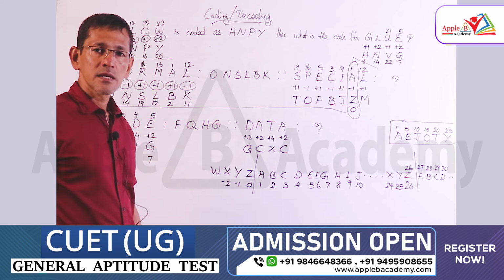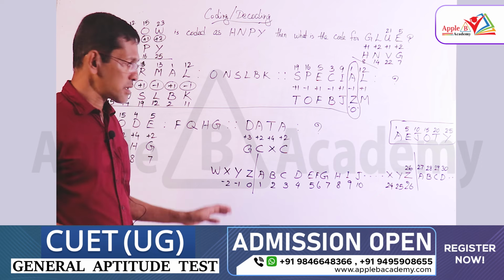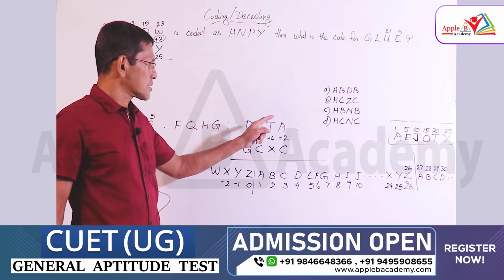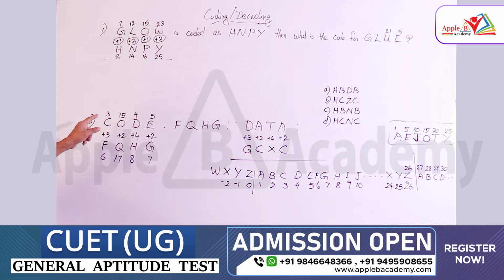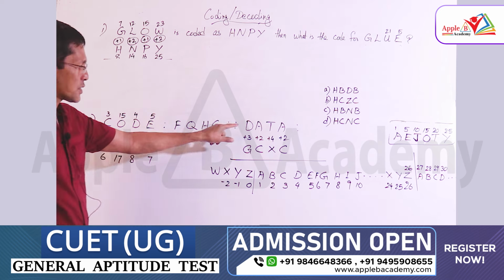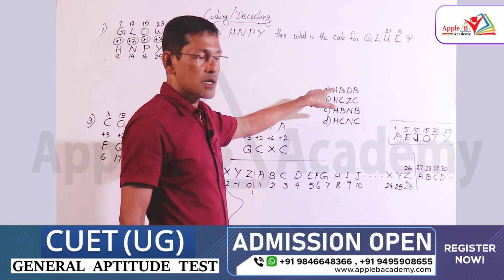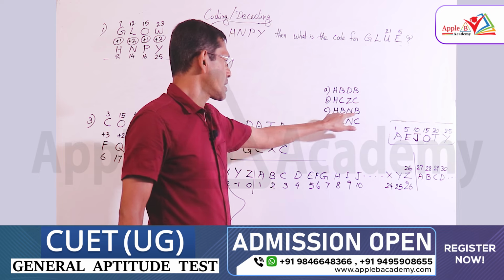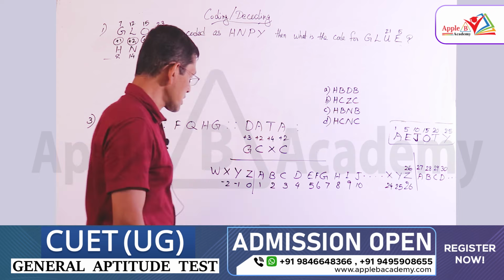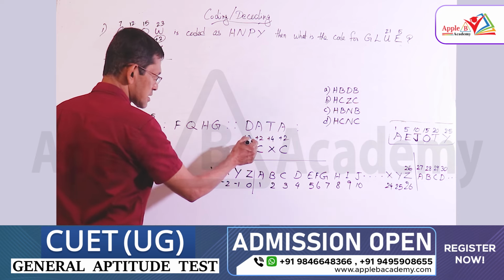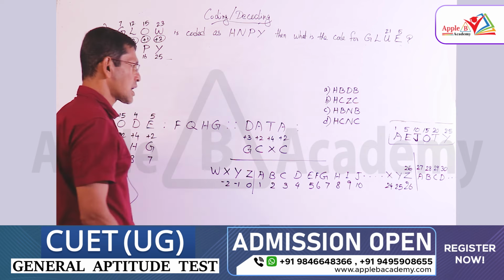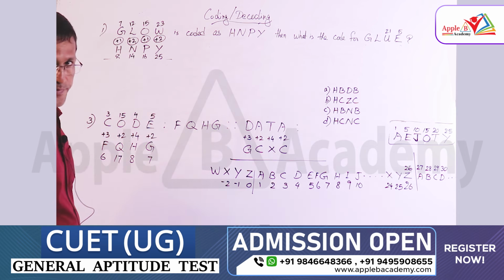Now let's take a look at the answer choices for this question. There is a certain set of answer choices given for this question. We'll take a look at that. Well, the code for code is FQHG. Then what's the code for data? Answer choices are HBDB, HCZZ, HBNB, HCNC. So what is the answer we have here is GCXC. We don't have any of these answer choices starting from G.